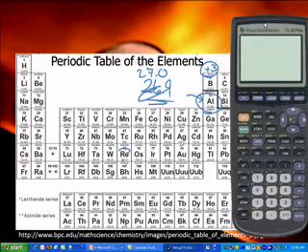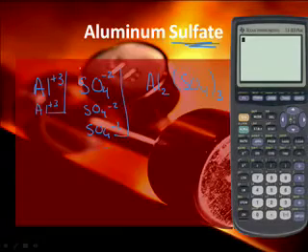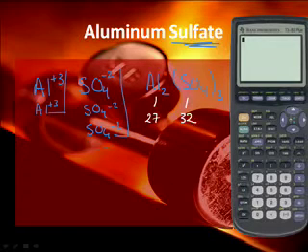Let's go back. So aluminum weighs 27.0, and sulfur weighs 32, and oxygen weighs 16. They're all point zeros, actually, right? So we've got how many aluminums?